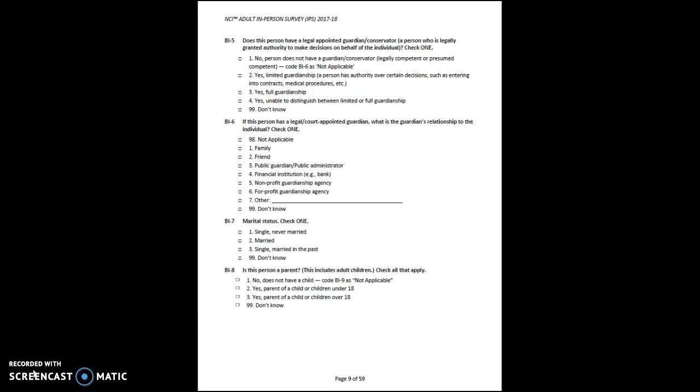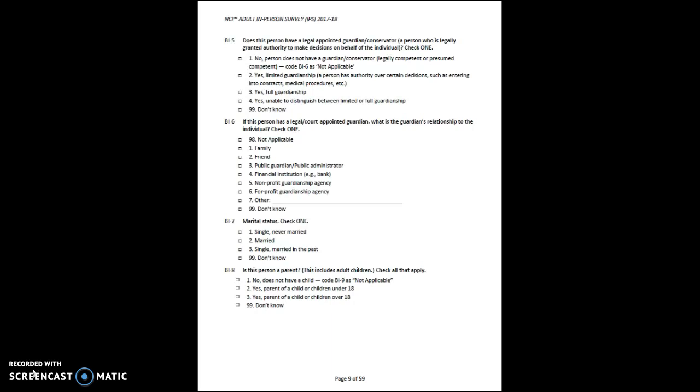You may also know that the person does have a legal guardian or conservator, but there is no record of whether that is limited or full, and that's when we would use that response, yes, unable to distinguish between limited or full guardianship. Question 6 then asks if the person does have a guardian or conservator, what is the relationship to the individual? And this is a check 1. We ask about the person's marital status, and then we have a couple of questions around parenthood.